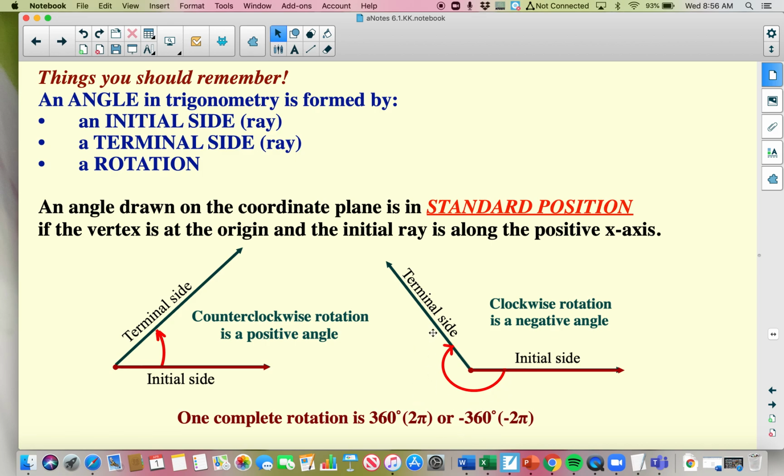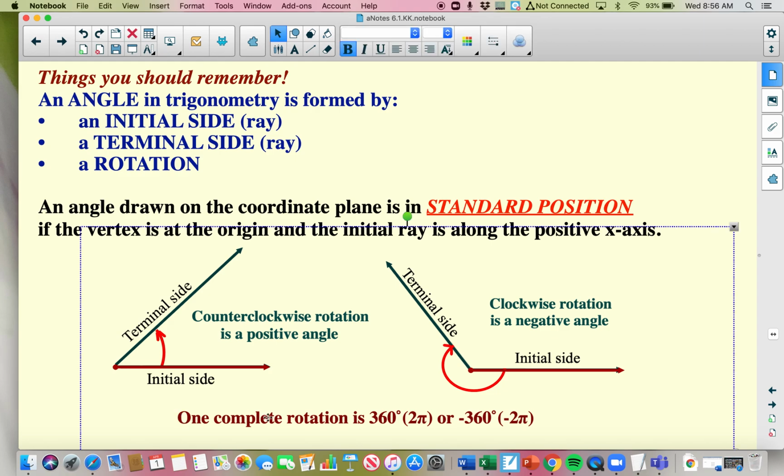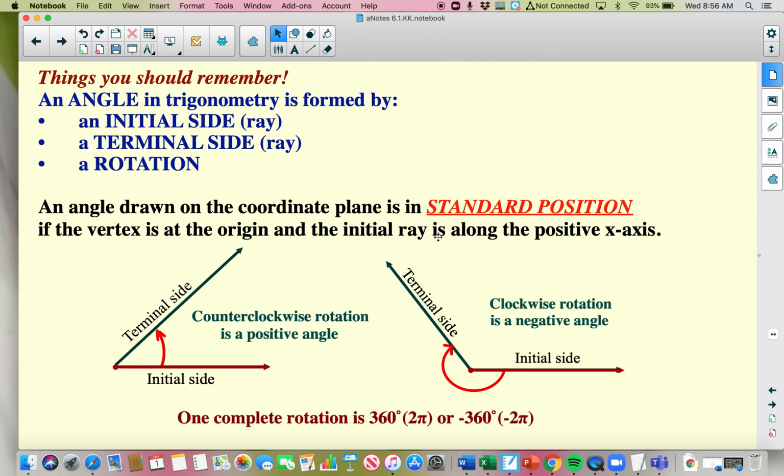This angle going clockwise, of course, is negative. Otherwise, things you're already familiar with, I'm sure, is a complete rotation is 360 degrees, which in radians would be 2 pi. So I'm going to use this as we move on. But remember, when you draw your angle, you start at the positive x-axis and then go counterclockwise if positive and clockwise if negative.